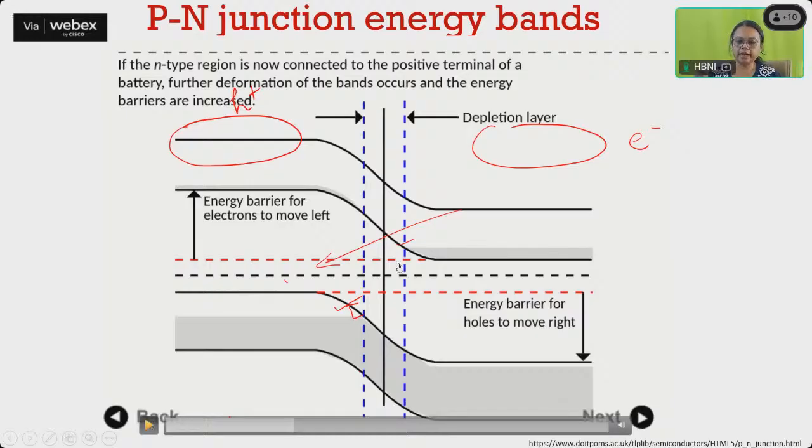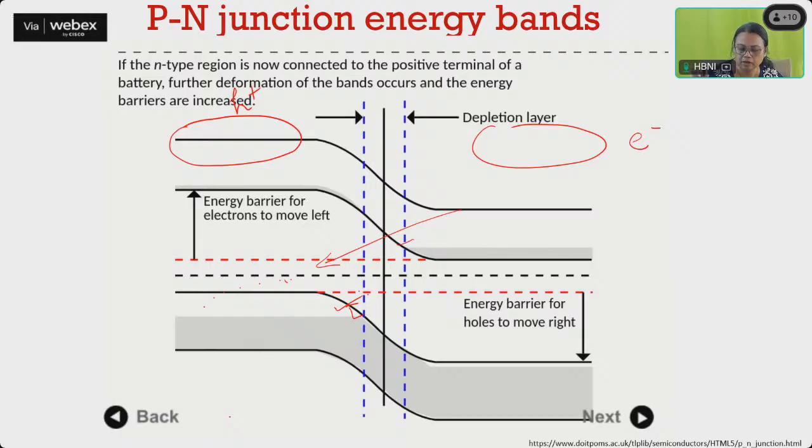And now the N-type region. Here electrons are there in the N-type region and holes are there. So they are now connected. The energy barrier for the holes to move into the P is positive, so they can go here. Similarly, electrons can come here.